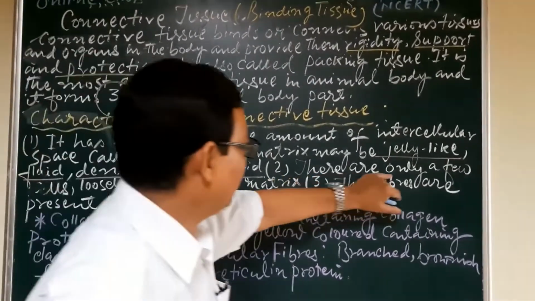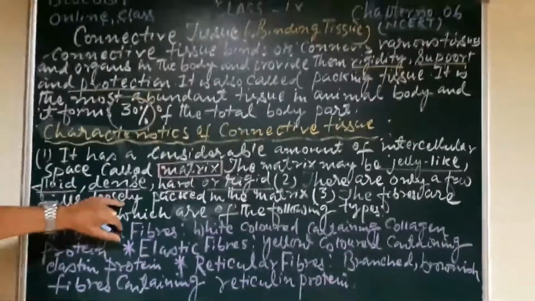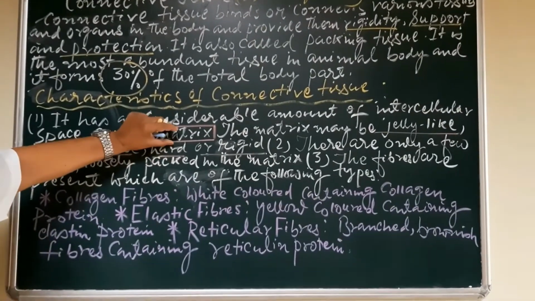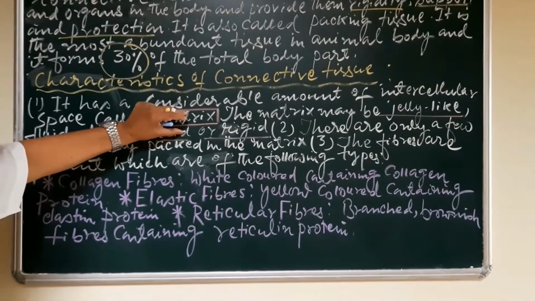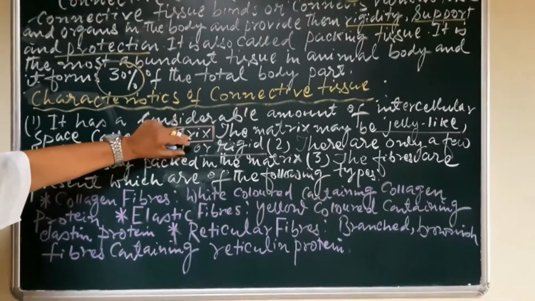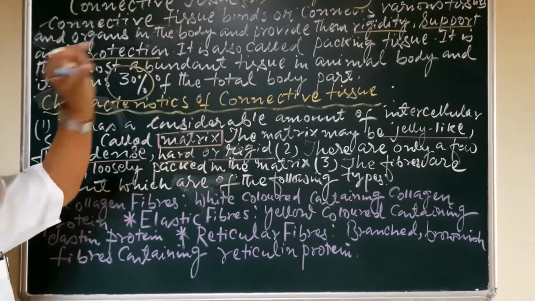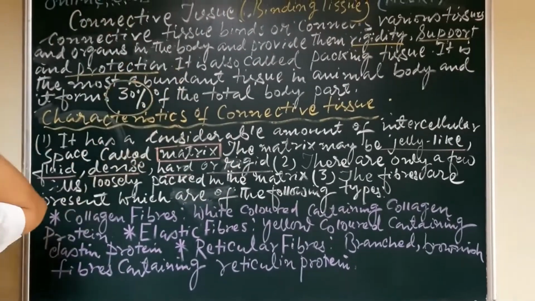There are only a few cells loosely packed in the matrix. That means this matrix is the part of the connective tissue where the cells of the connective tissue are scattered, embedded or maybe packed. This is the fact.